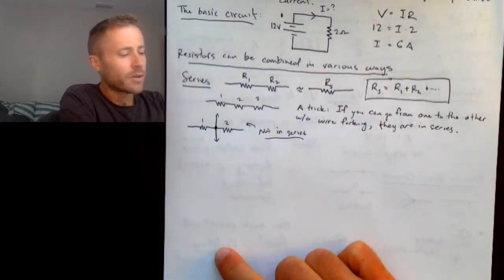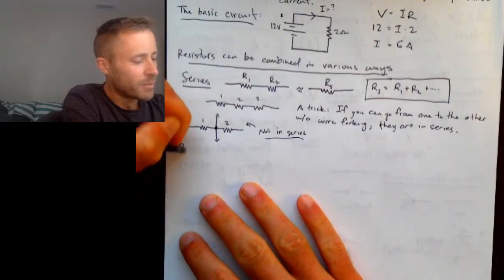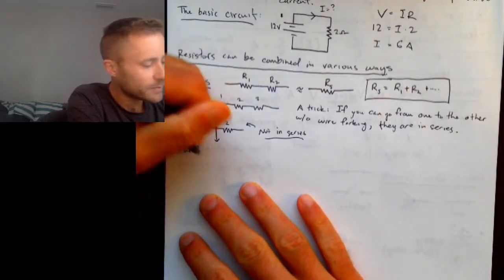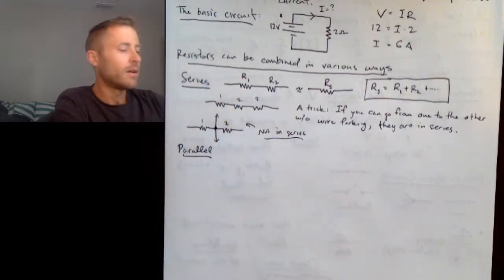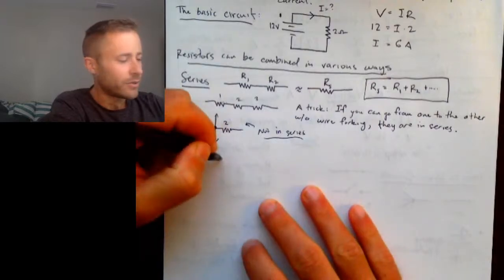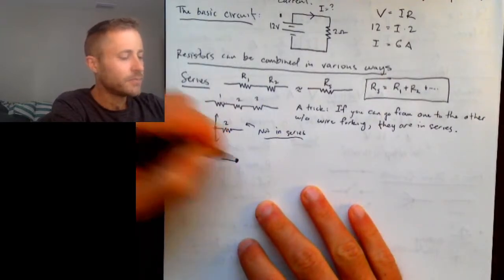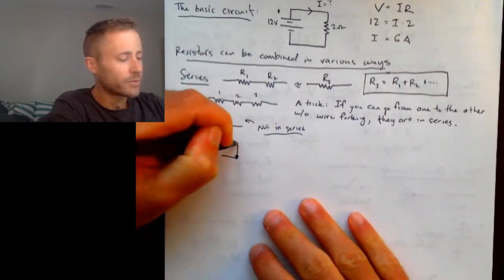The other common connection that you will see is called a parallel connection. And a parallel connection has a wire, and the wire forks.